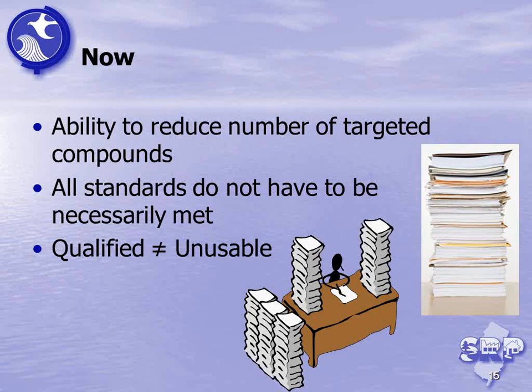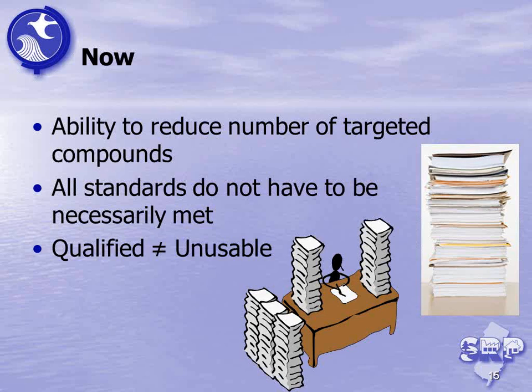So now we have the ability to reduce the number of target compounds. When you take a look at our tech rules in 7:26E 2.1C4, it mentions that you do have that ability to do that now. A key thing here, too, was that all standards do not have to be necessarily met in all cases.